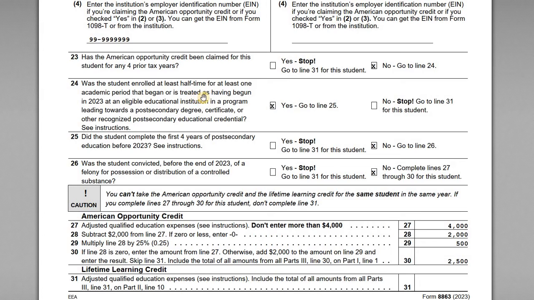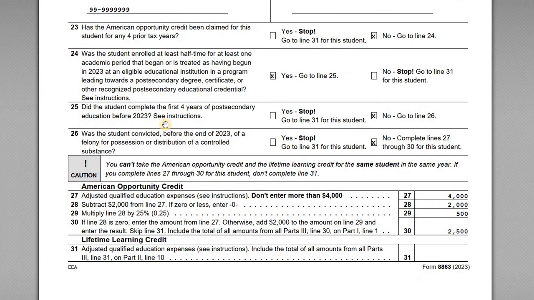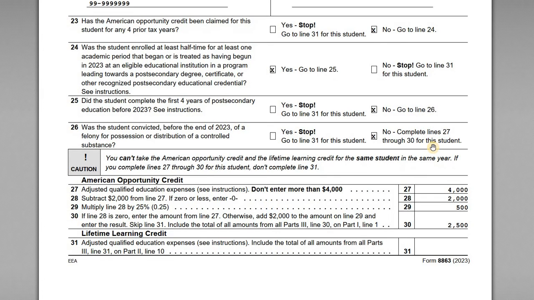Was the student enrolled at least half-time for at least one academic period that began or is treated as having begun in 2023 at an eligible institution? Right, and so our response is yes, right? We're at least half-time, we're enrolled, we are pursuing a degree program. All right, line 25, did the student complete the first 4 years before 2023? No, right? So this is our first degree for the student. We haven't already completed a bachelor's degree somewhere else.